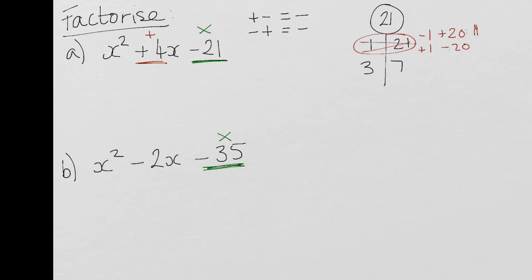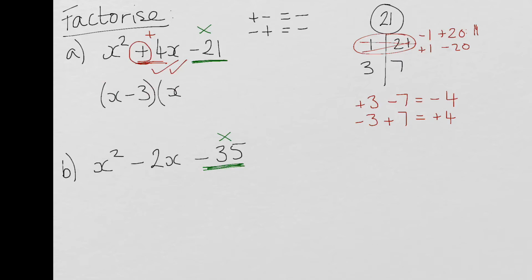If I make the 3 positive and the 7 the negative number, 3 subtract 7 gives me minus 4. Now, do I have a minus here? No, I don't. So let me try it the other way around. If I try negative 3 with positive 7, negative 3 plus 7 gives me positive 4, and that is what I've got here, so that's the combination I'm going to use. x with a minus 3 and x with a positive 7. Okay, and that is that done, factorised.